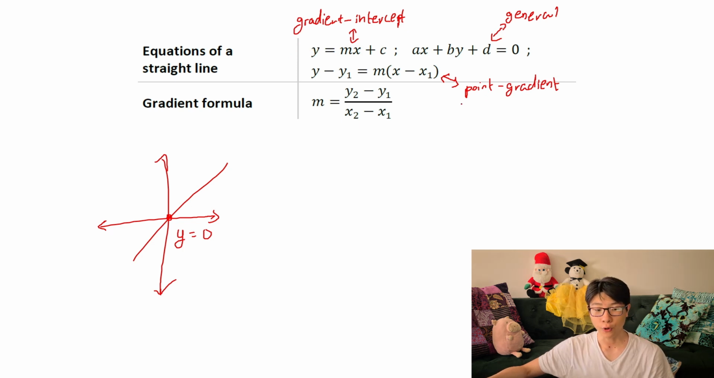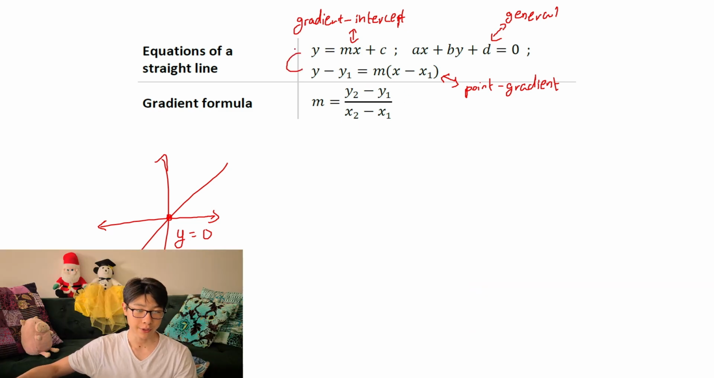Now, the point gradient form, which is this one right here, is another way of expressing a straight line. And that can be used when we know the gradient and also the coordinates of one of the points. And finally, this general form right here, this is generally given in a question, which we can use to convert to the gradient intercept form, or we can convert something from the gradient intercept form to the general form.